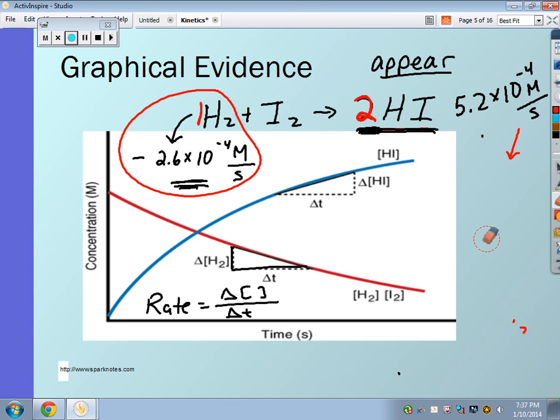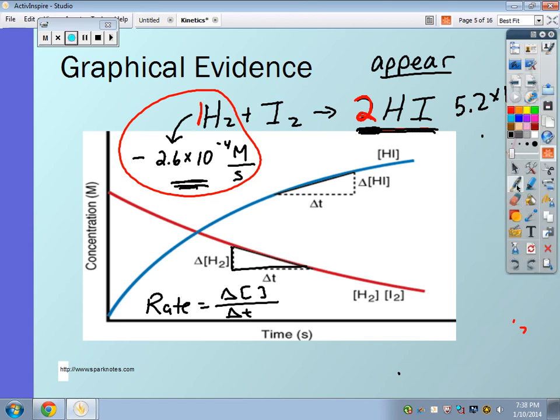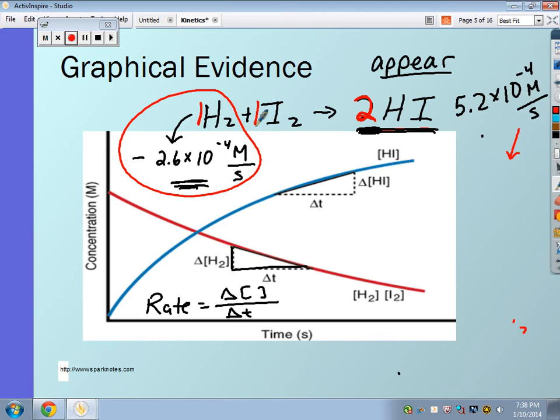Okay? And I could tell you how fast iodine is disappearing. How fast is iodine disappearing? Well, if you look, there's a 1-to-1 relationship, isn't there? So hydrogen is disappearing at the same rate as iodine. They're the same. You can see that graphically also, can't you? They're the same. So how do we do this again?